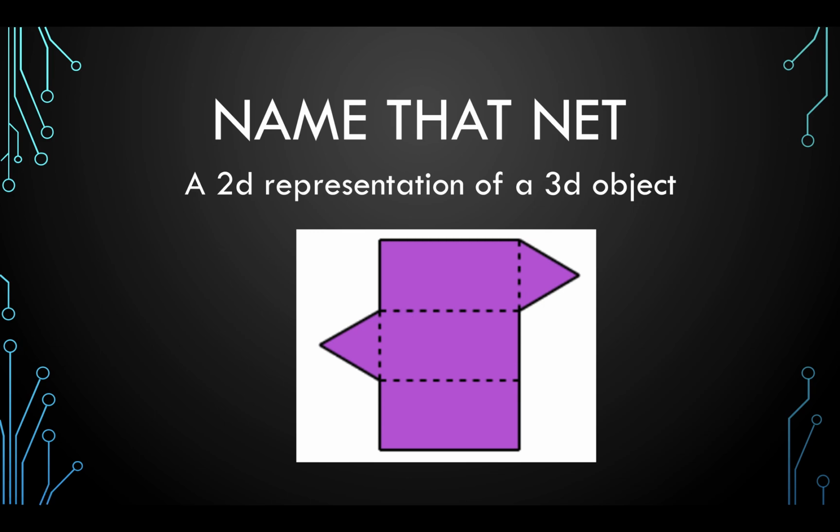My first name is triangle. My last name is prism. This is a triangular prism. Let's go to the next one.